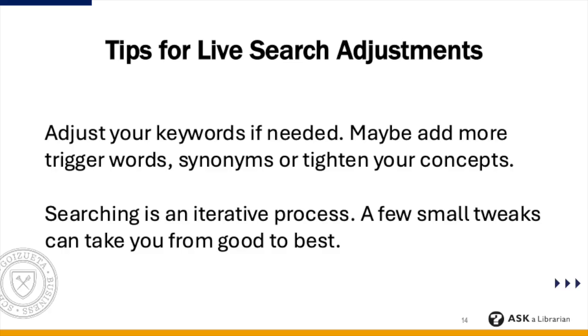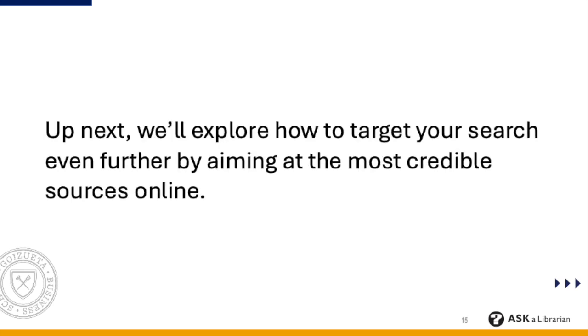Maybe add more trigger words, synonyms, or tighten your concepts. Searching is an iterative process. A few small tweaks can take you from good to best. Up next, we'll explore how to target your search even further by aiming at the most credible sources online.